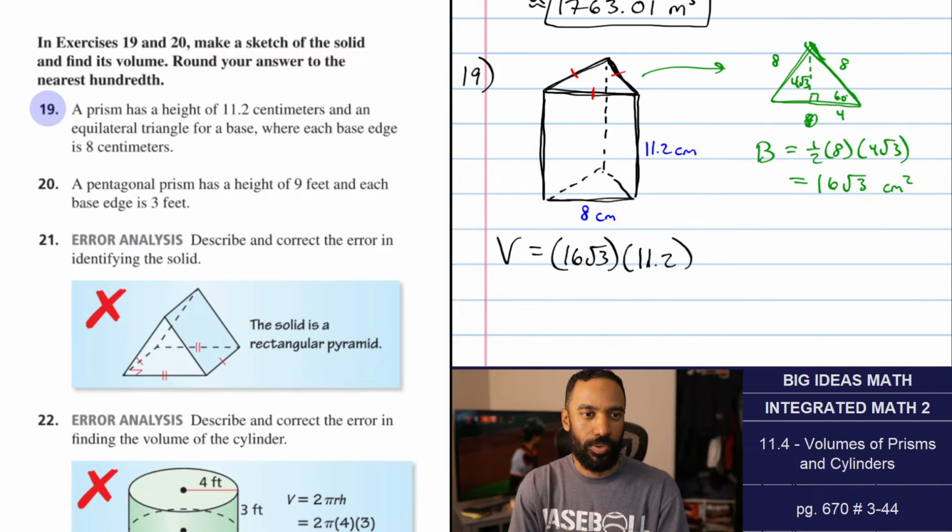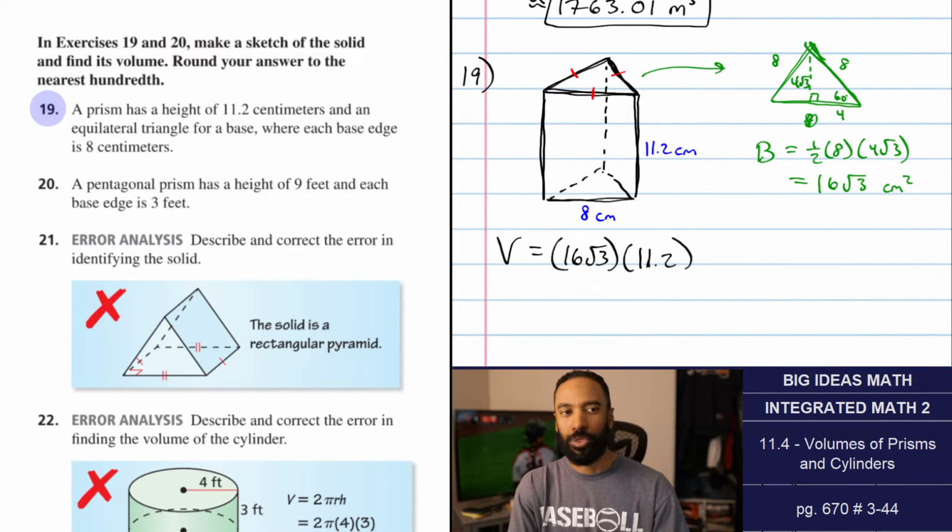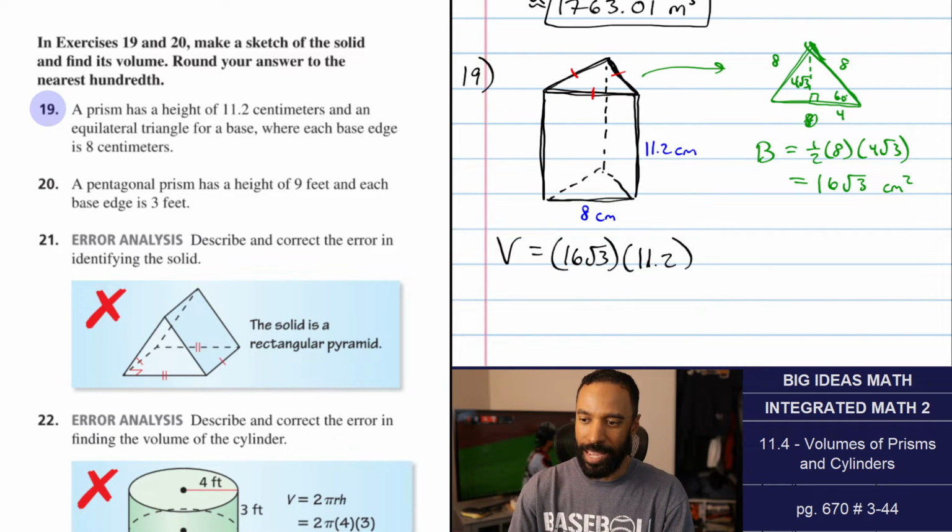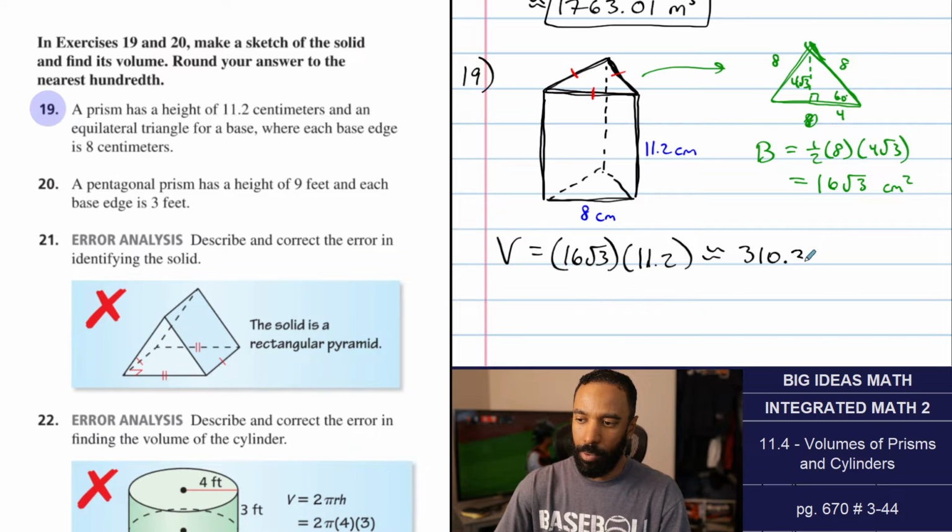So I'll jump straight into the rounding of that, especially with the root 3 involved. Okay, I'm getting 310.38 cubic centimeters. 310.38 cubic centimeters.